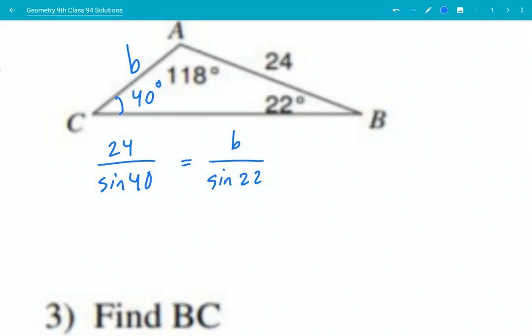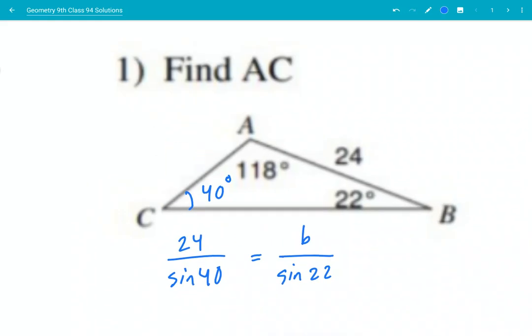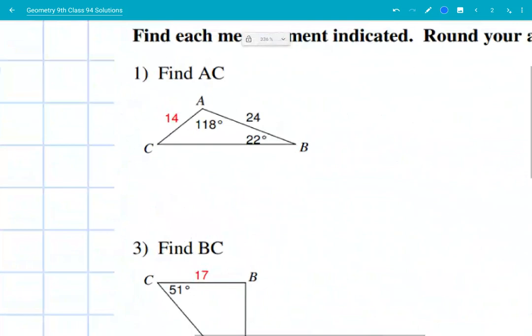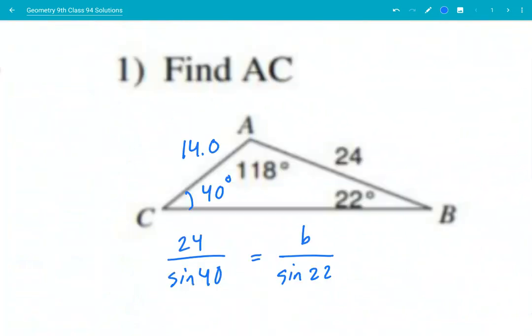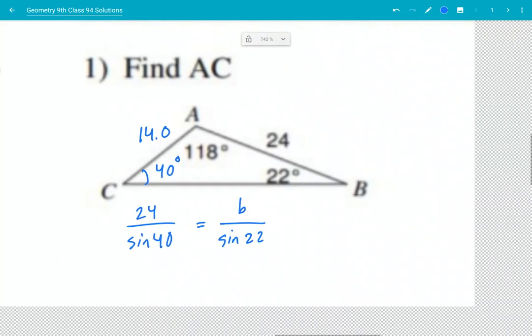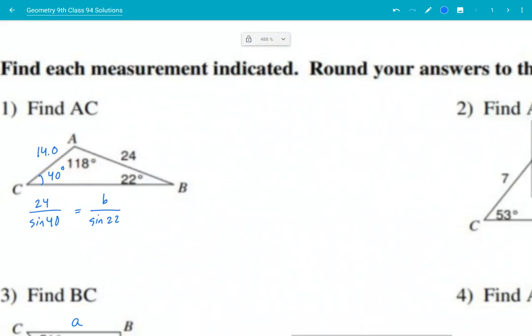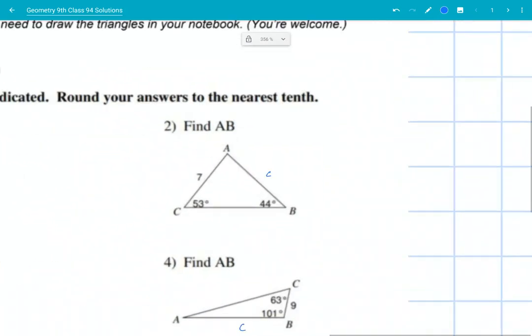So fundamentally, we're going to do 24 times sine of 22, and then we're going to divide by sine of 40. So you get 13.98. So that's rounded. We get for B 14.0. Cool. Now let's corroborate, and there it is. Once again, they did not round like they said they're going to round. That's okay. All right, there it is, number 2.